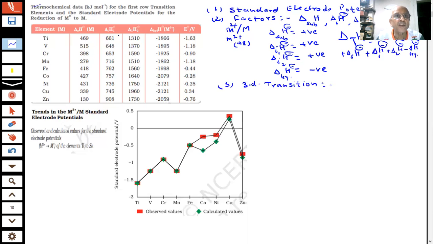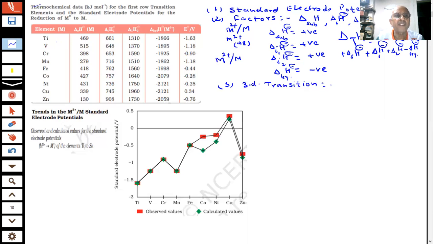Here, we are giving you thermochemical data in kilojoules per mole for the first row of transition elements, from M2+ to M. These values I am listing for the formation of the M2+ ions. And these ions will then go into the water, and there will be hydration energy. That value is negative. This is the hydration enthalpy.